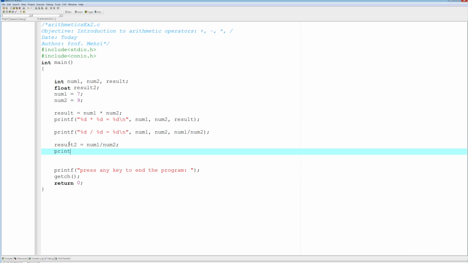So printf. Okay, and so result stored as a float value. And let's see, percent 0.2f, let's set it up to 2 decimal points, slash n, and that would be result2. Now, I need you to pay attention. We're not going to get the correct result, and there is a good reason for it. So let's compile and run.